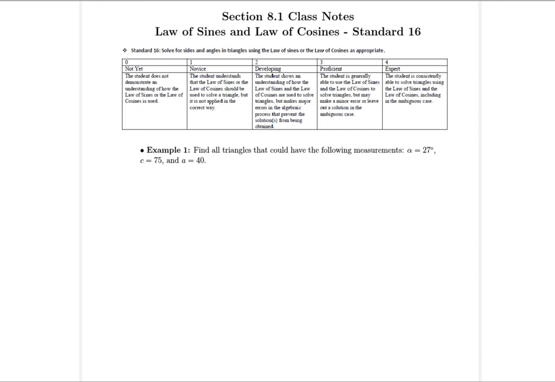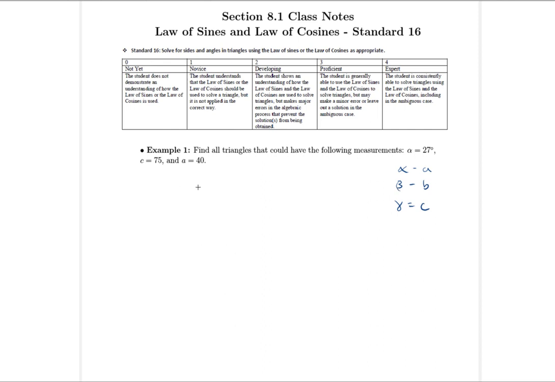So here's one that we're going to look at. We're going to find all triangles that could have the following measurements. Alpha is 27 degrees, C is 75, and A is 40. And remember, our convention is that whenever we're working with these, alpha goes with A, beta goes with B, and gamma goes with C, because these are kind of the A, B, and C of the Greek alphabet.